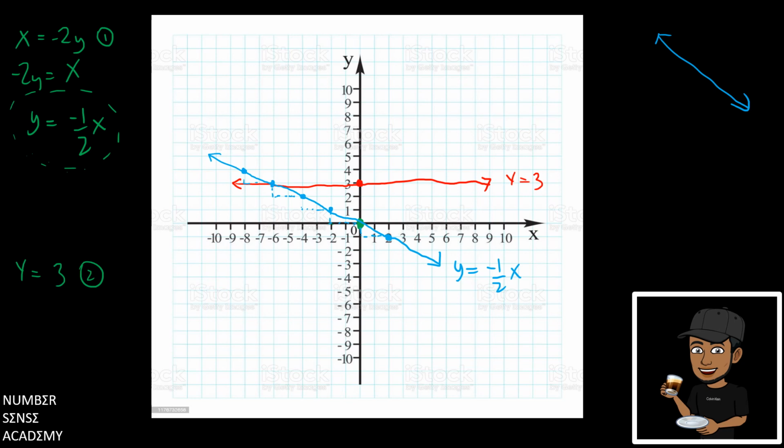So here we find our point of intersection, and that looks like it's about 3 and 6. So our solution to this is, so it's not 3 and 6, it's negative 6 and 3. Okay.